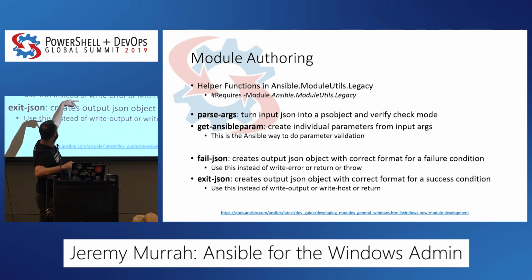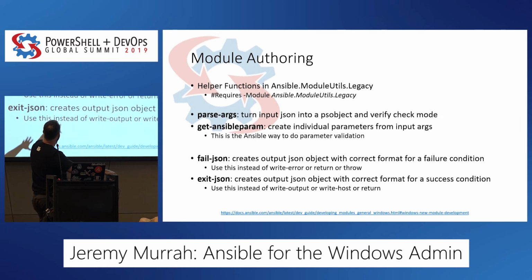So they have some helper functions in Ansible Module Utils Legacy, which are the only ones. There aren't new ones. I don't know why they call them legacy. There isn't like a dot current or anything. But those are the newest ones that are out there, near as I can tell. So you put a requires statement up there under your shebang, and that will cause that to import. Remember, this isn't a module. This is just a script. So you could use requires instead of fancy import module stuff.